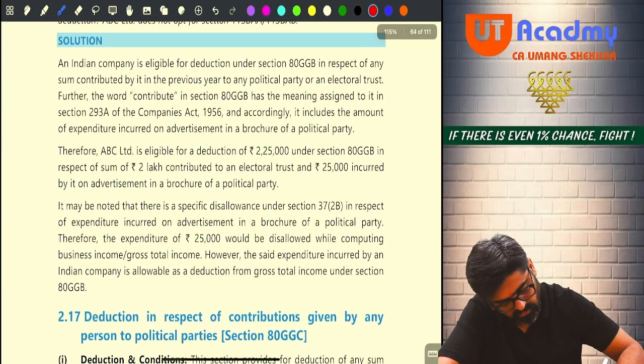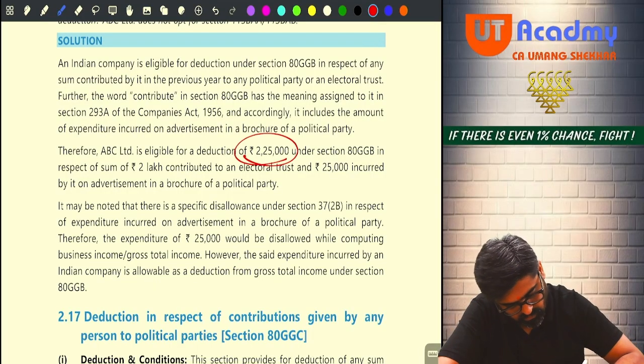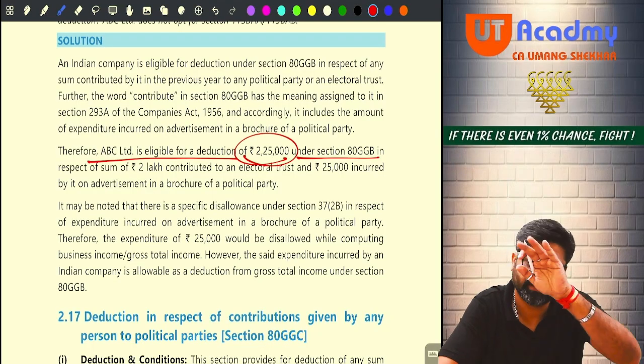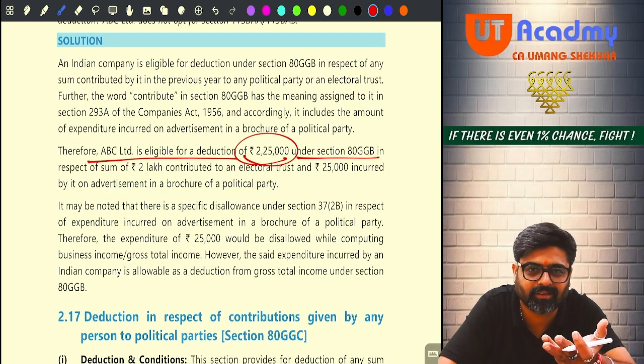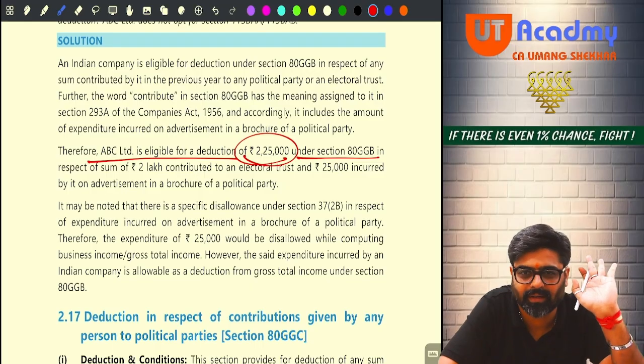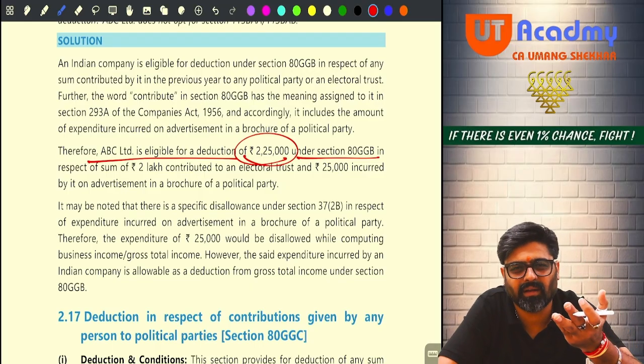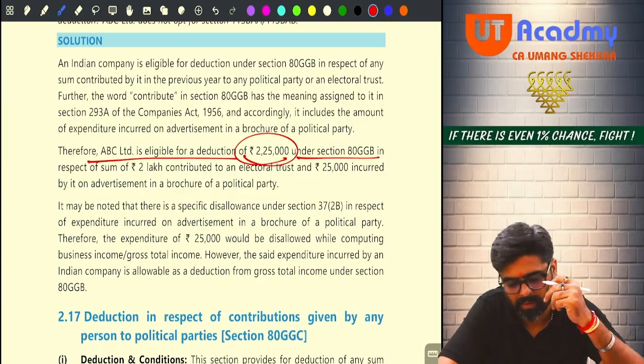Eligible for deduction under 80GGB. Now read this entire part at home. This is whatever I have explained. Everything is written over here. Okay, easy or difficult? Very easy. Now pay attention.